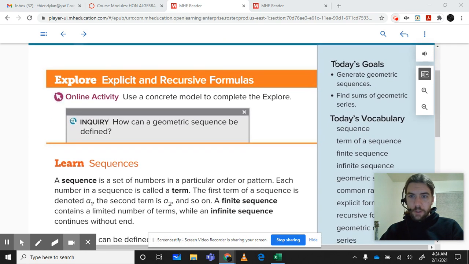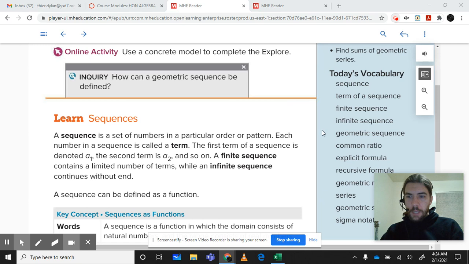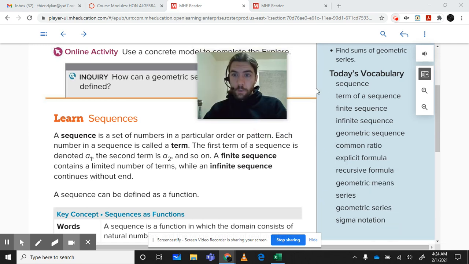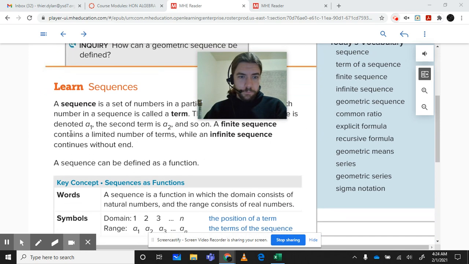Today's goals with these things are to generate some geometric sequences and to find sums of geometric sequences. There's a variety of vocabulary to understand, like sequence, term of a sequence, finite sequence, infinite sequence, geometric sequence, common ratio, explicit formula, recursive formula, geometric means, series, geometric series, and sigma notation. We'll get to these throughout the lesson, and we'll define them as we get to them.